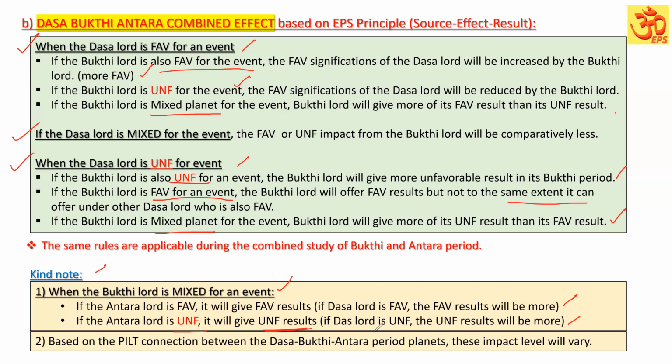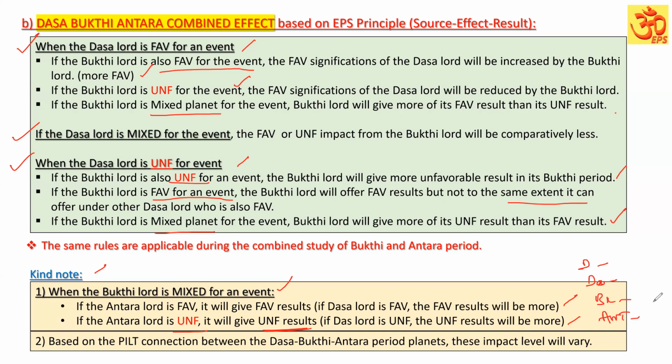Suppose the Dasa Lord is favorable, what will happen? Within the limit of the Dasa Lord, the Bugdi Lord's mixed results will be there. So obviously the unfavorable result of the Antara Lord will be comparatively lesser, right? We have to keep in mind what destiny is giving, what Dasa is giving, what Bugdi is signifying, and what Antara is signifying.